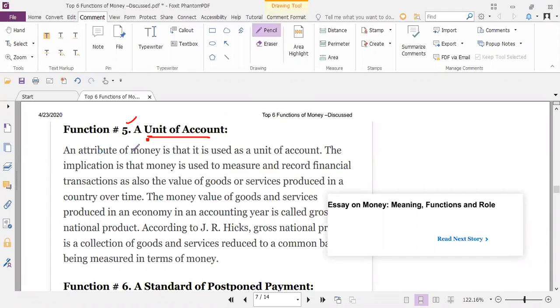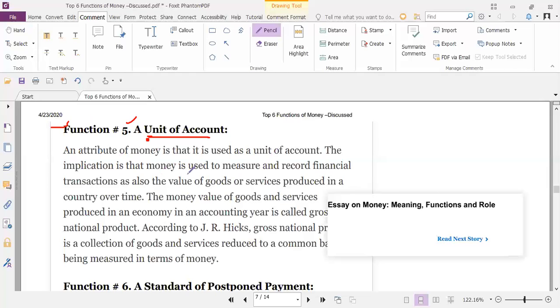An attribute of money is that it is used as a unit of account. One more thing I want to tell you all here. Please do make a note of how I'm explaining, because you will not be given any notes from our side. So please do make a note of all these things as I explain.